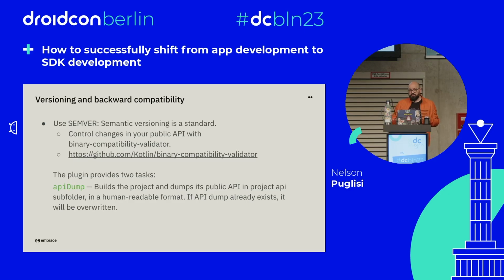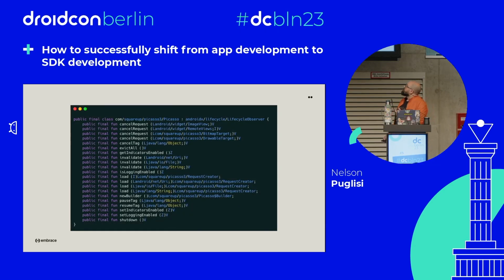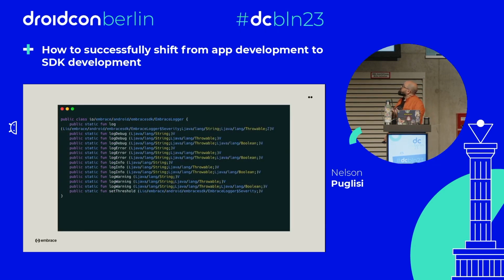It works like this. You have 2 tasks. The first one is API dump, to create the file that will review all your public API methods, create a text file, and add it in. And the second one is API check, that basically will compare the text files and say, hey, this PR is breaking your API. This is how an API file looks like. All the methods, pretty simple. And if you see a change in a PR, you will see a change in GitHub, for example.